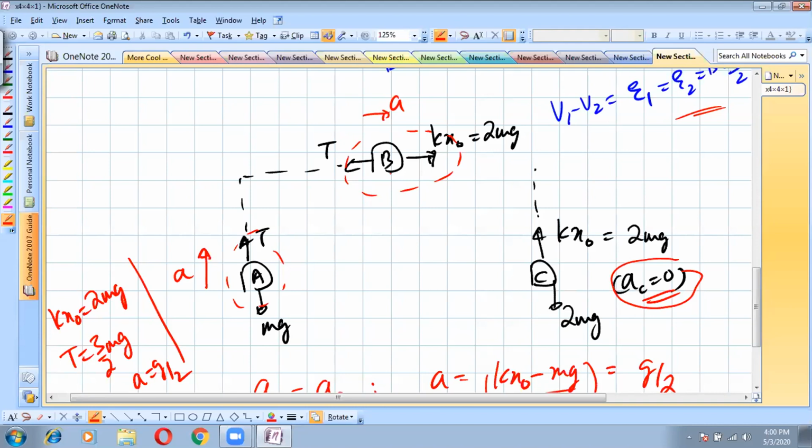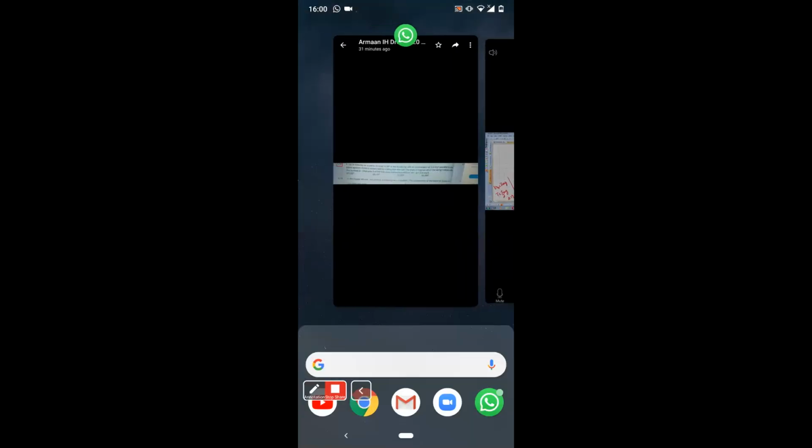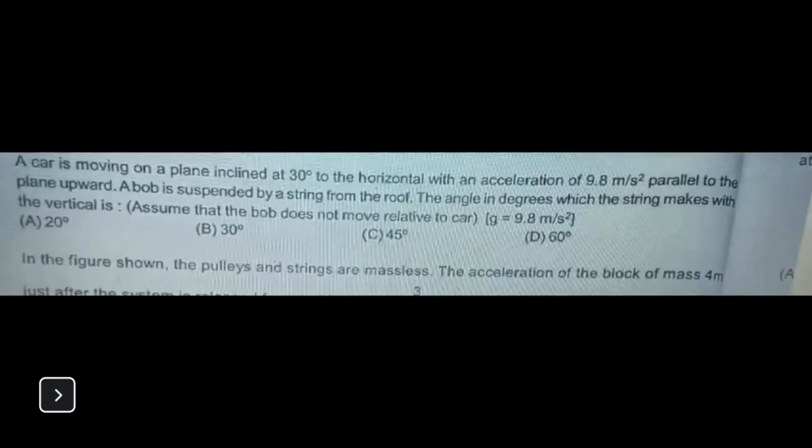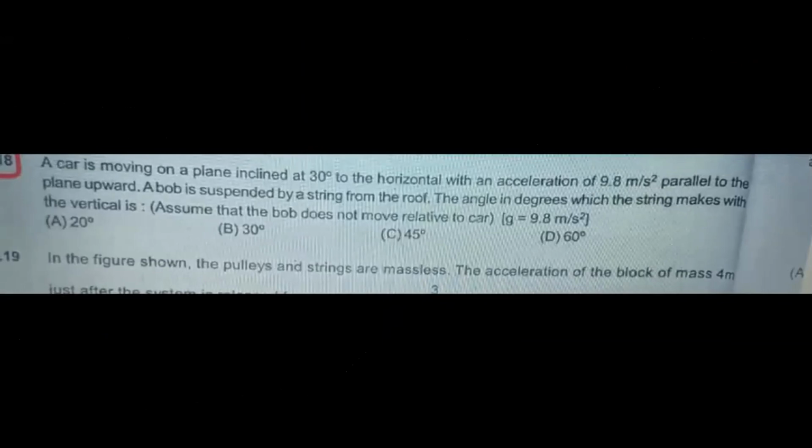Now I'll come back to one more question. So Arman will do this question about the car on the inclined plane next. Yes, sir. Okay. So just try to bring this to the board. Okay. So just tell me, are you able to see the question properly? Yes, sir. Okay. So just go through it, we'll discuss.